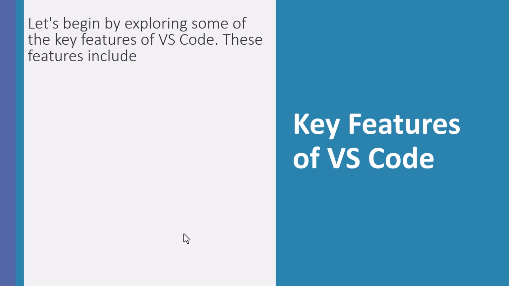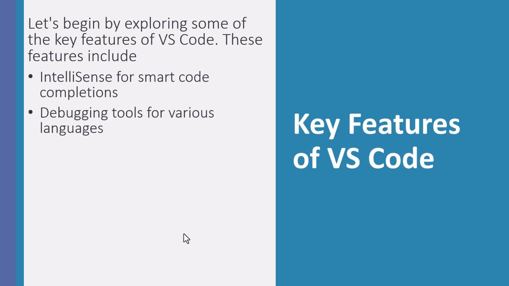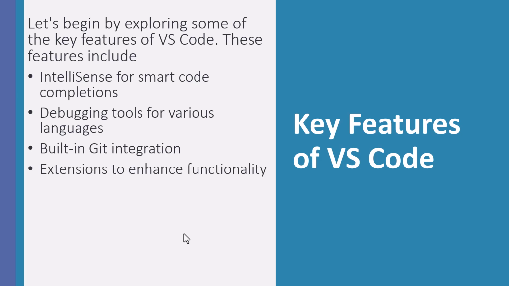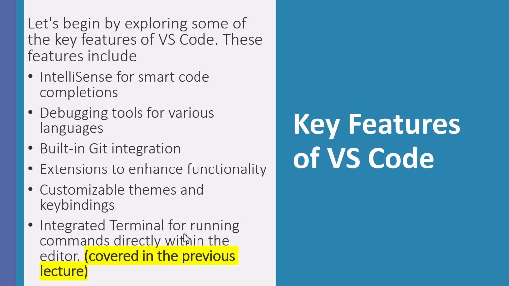So let's begin by exploring some of the key features of VS Code. These features include IntelliSense for smart code completions, debugging tools for various languages, where our emphasis will be on JavaScript, of course, and built-in Git integration, extensions to enhance functionality, customizable themes and key bindings, and an integrated terminal for running commands directly within the editor, which was covered in the previous lecture.